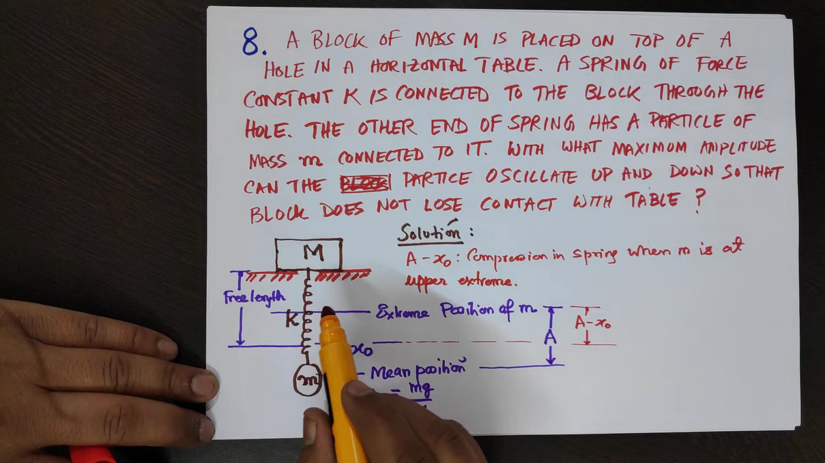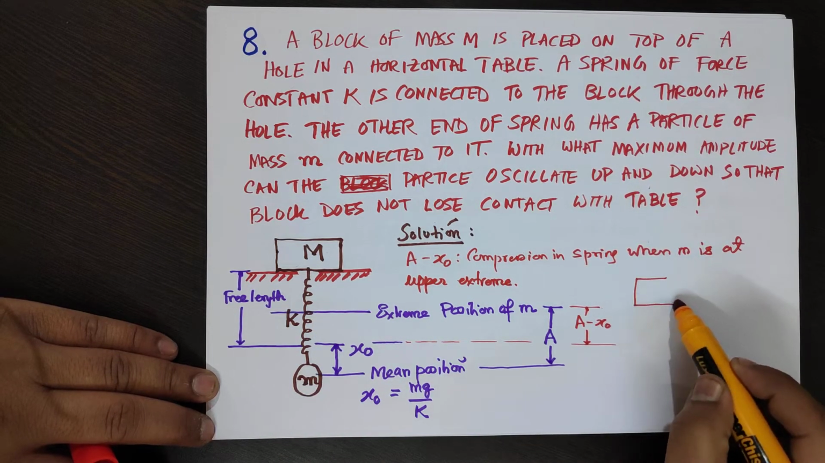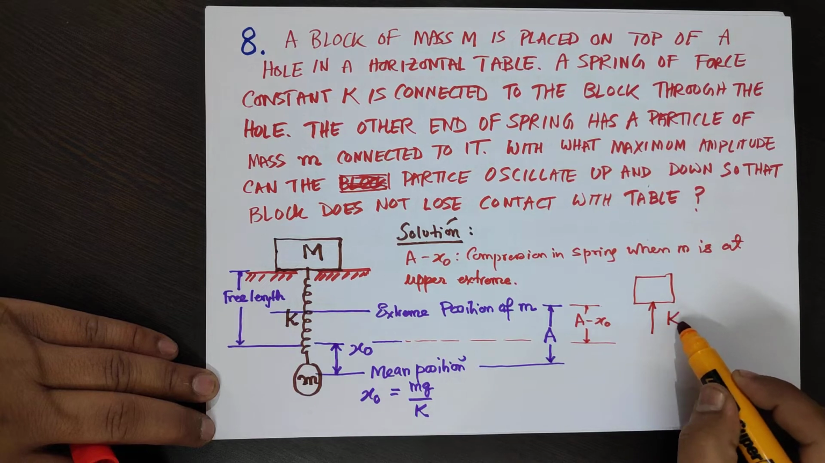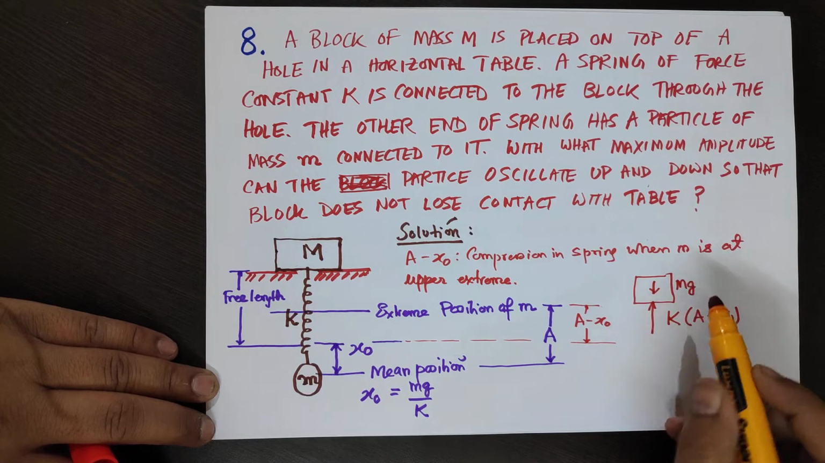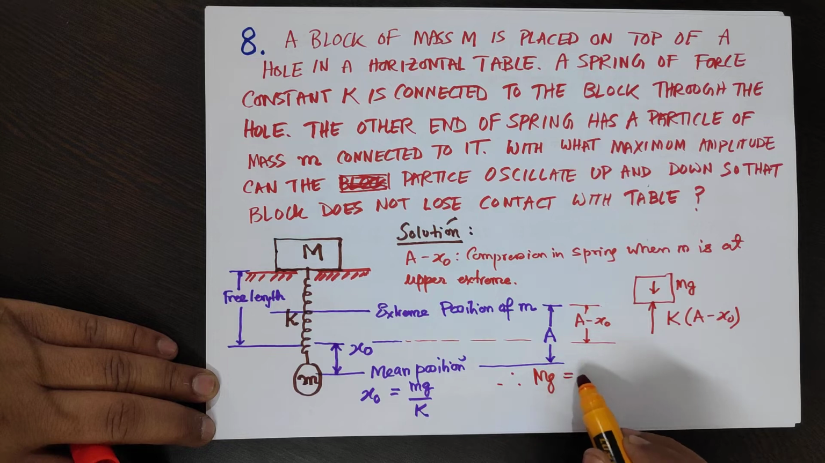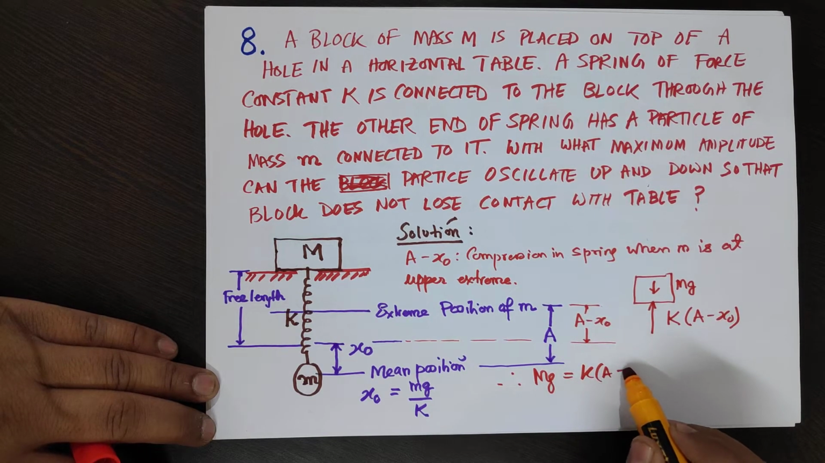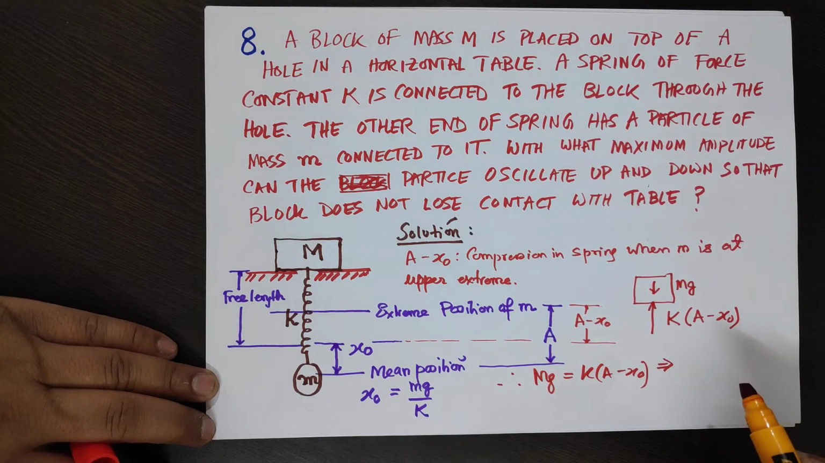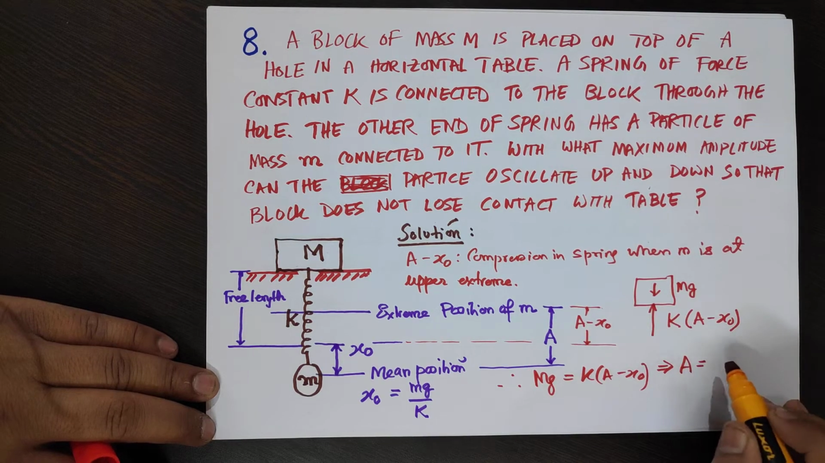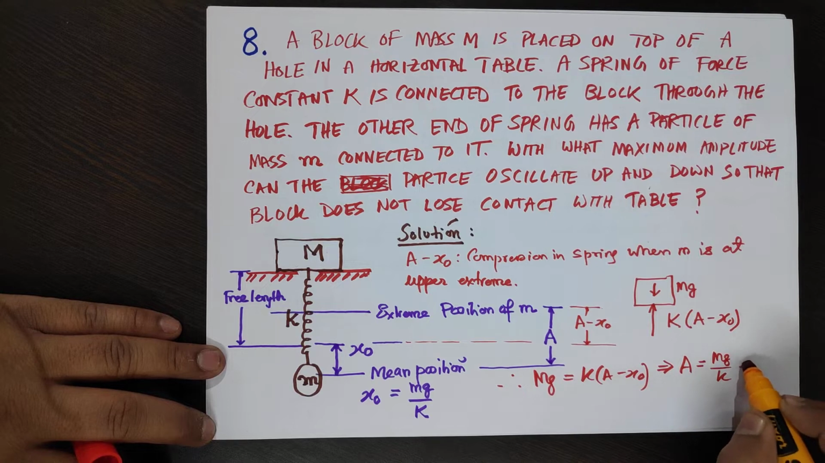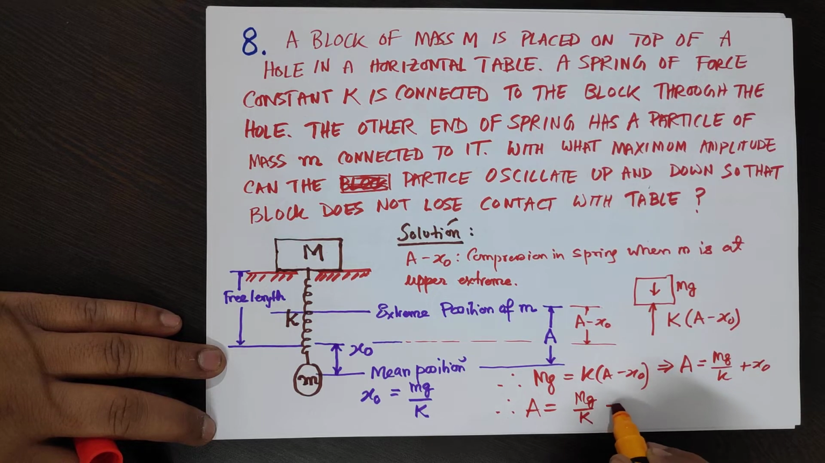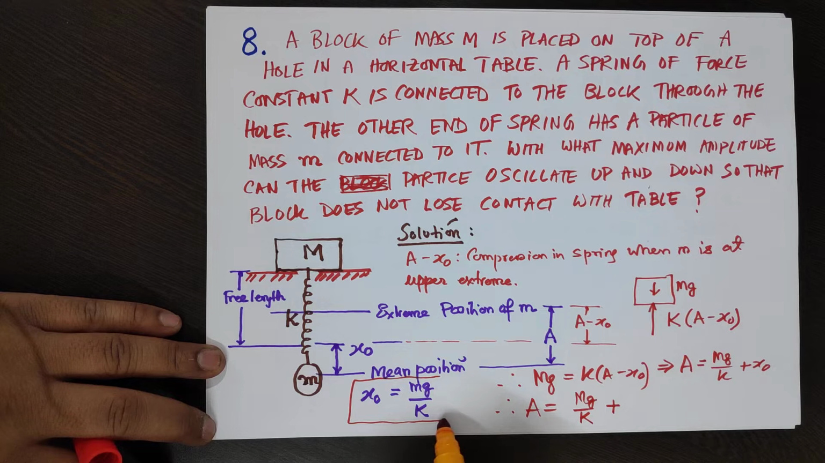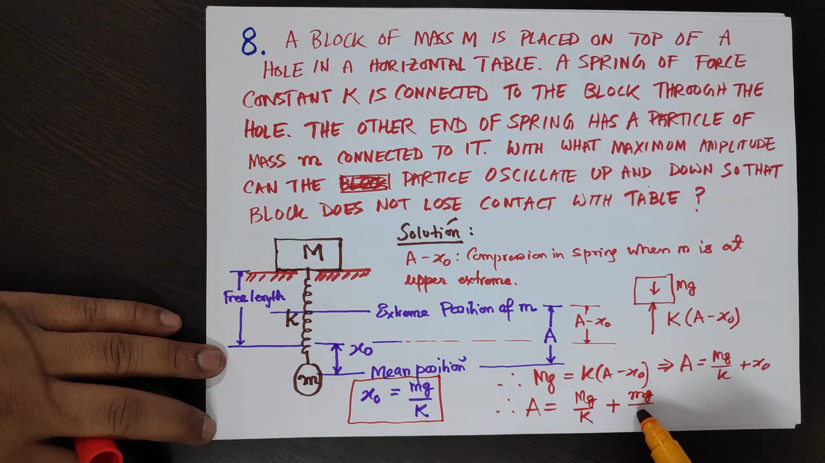Then the compressive force acting on the block will be K multiplied by A minus x naught, and the downward force will be Mg, and these two will balance. Therefore Mg equal to K into A minus x naught. So what we have to find out? Amplitude. So amplitude equal to Mg by k plus x naught. Therefore amplitude equal to capital Mg by k plus x naught. Now x naught is equal to this small mg by k.